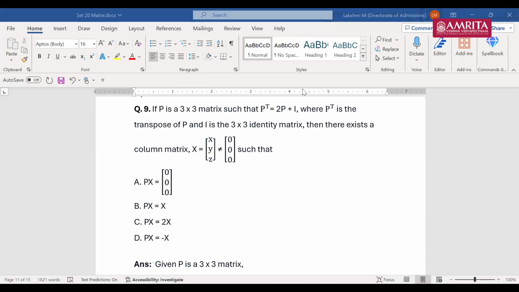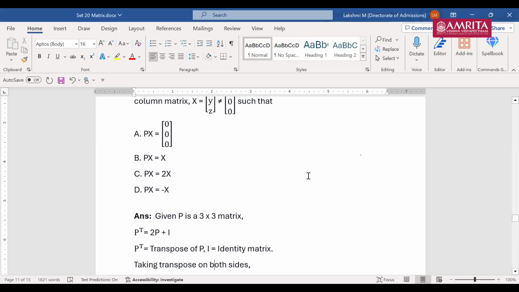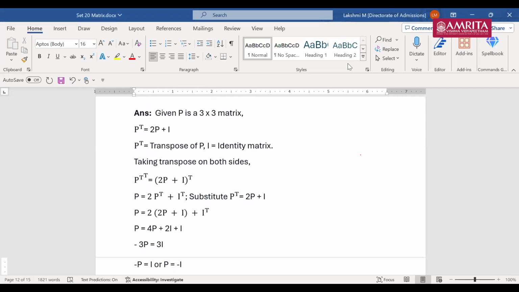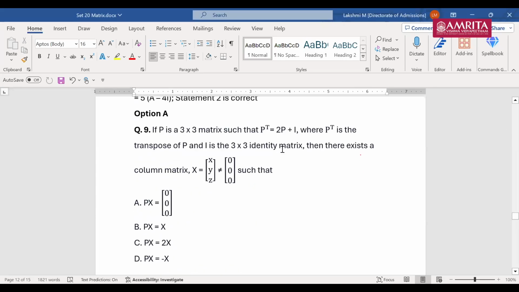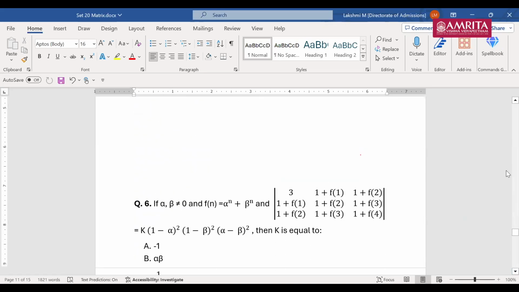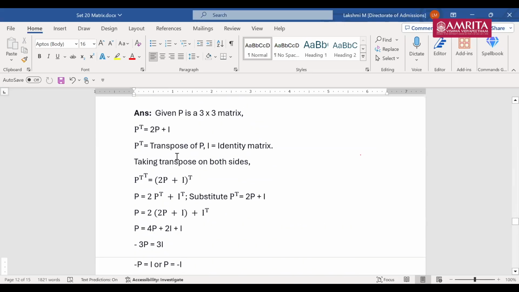Just hold on for a moment. We'll just discuss this question. Okay, Px equal to 2x, I also need to check this. So yes, I started with, it's a 3 by 3 matrix. That's what the basic part is. Yes, we'll just look at the question. P transpose is equal to 2P plus I. P is a 3 by 3 matrix. So P transpose is given as 2P plus I, identity, and it's just the P that's given.